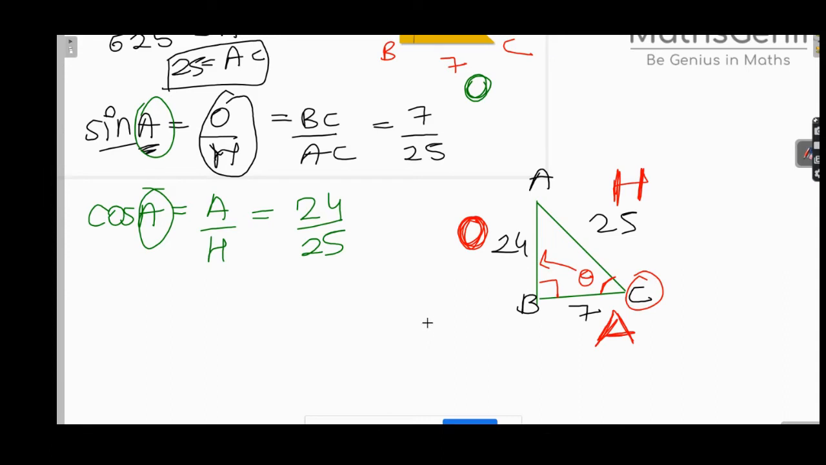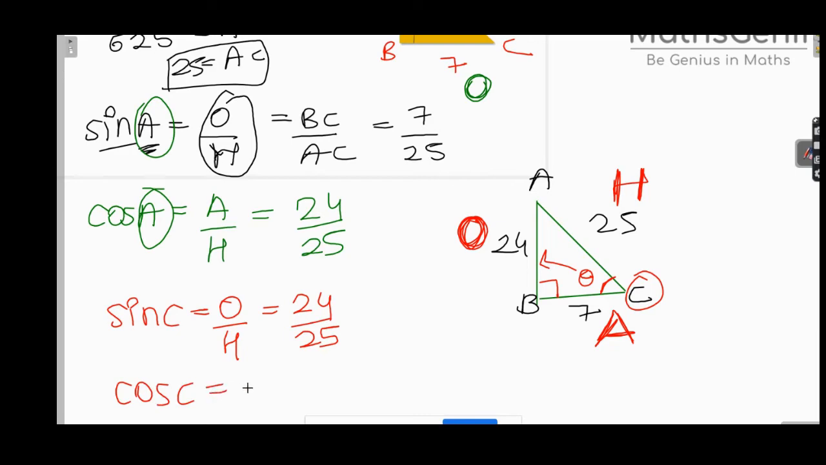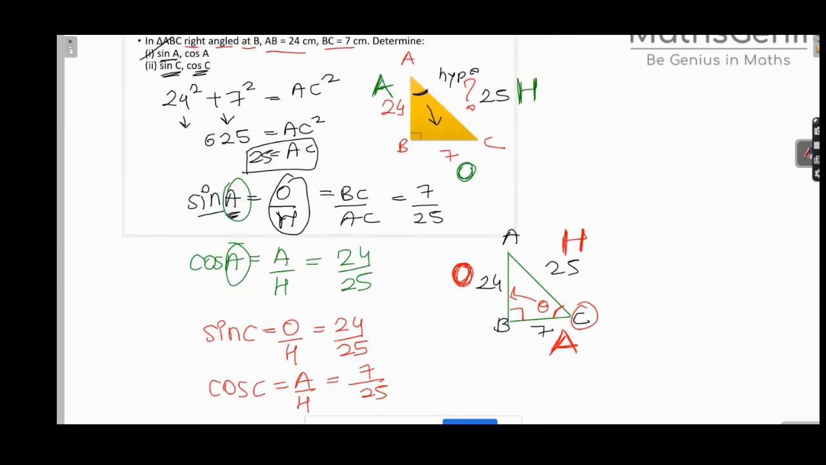First part we did for sine A. Now we are doing it for sine C. Again the formula remains the same. OH. What is O? 24. What is H? 25. Now cos C he is asking me. Cos C formula AH. So AH. A is 7 and H is 25. Now this is how you solve using the formula OH, AH, OA.